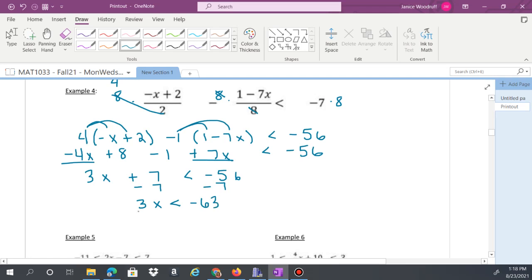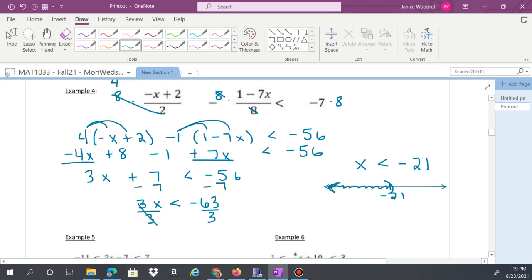And then we will divide both sides by 3. And that is going to give us x is less than, we're dividing by a positive, so I did not need to change the inequality there. So x is less than negative 21. So we get our answer, and we're going to make our graph. And here's negative 21, parentheses or bracket? Parentheses, left or right? Left, good. So there's our graph.